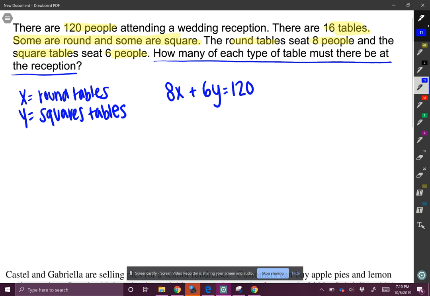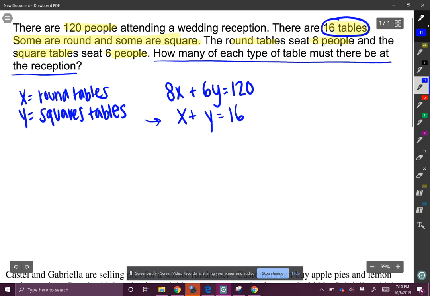It's the second equation where people have a little trouble, and it has to do with this 16 table part. The 16 table part helps us with our next equation because we know that there's some combination of round tables and square tables that makes 16. That equation right there is usually the more difficult one to figure out. But now that we know that's where that equation is coming from, the fact that round and square make 16, x plus y equals 16, you'll notice a pattern in all your systems of equations with real-world scenarios applied to it. So I'm going to choose to solve this by elimination.